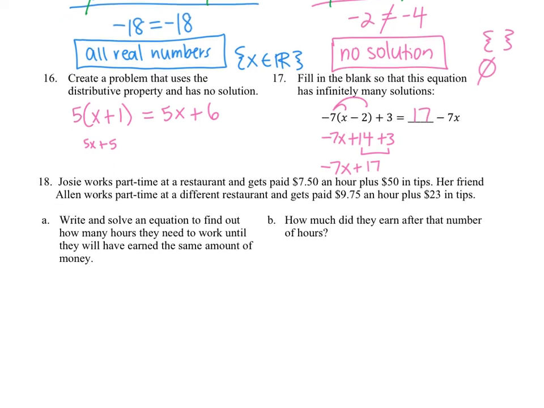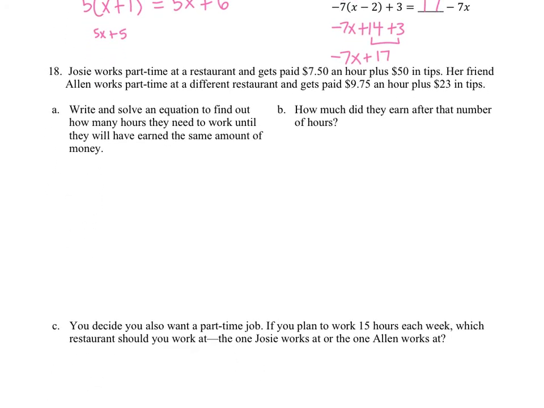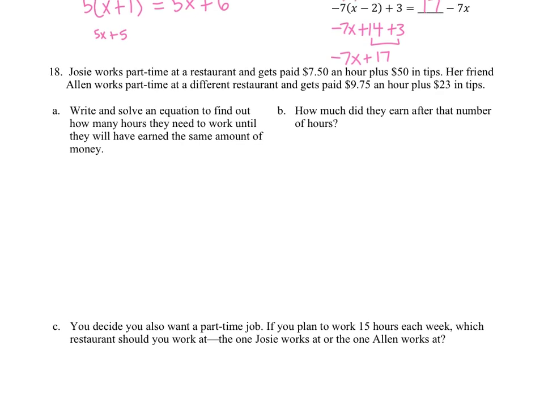Okay, one story problem, then we'll be done here. So Josie works part-time at a restaurant and gets paid $7.50 an hour, plus $50 in tips. Her friend Alan works part-time at a different restaurant and gets paid $9.75 an hour, plus $23 in tips. Write and solve an equation to find out how many hours they need to work until they will have earned the same amount of money.